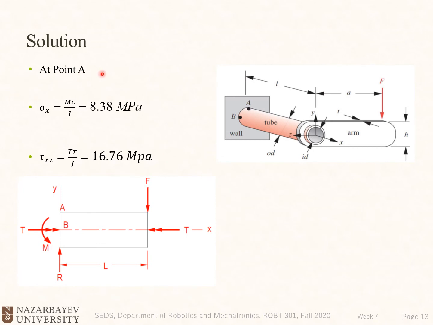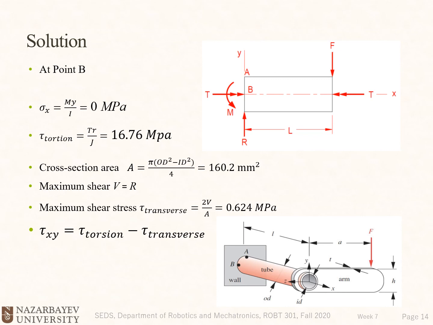For the point A, sigma x is Mc divided by I, and the tau xz is TR divided by J. Do the calculation yourself and confirm these numbers. Okay, so we have our stress element at point A, apply the stresses at point A.